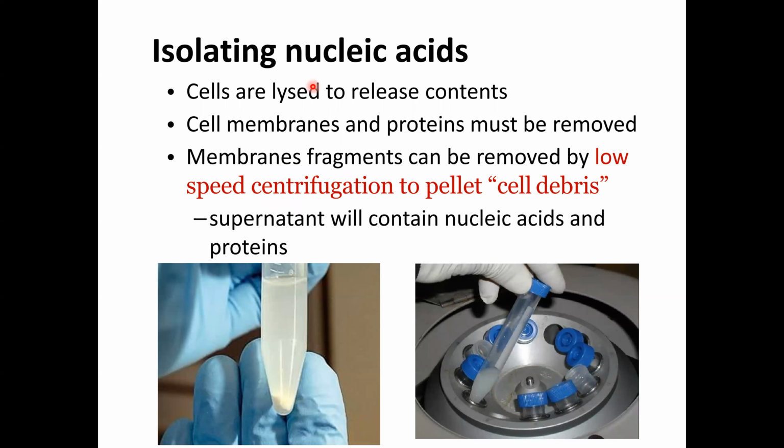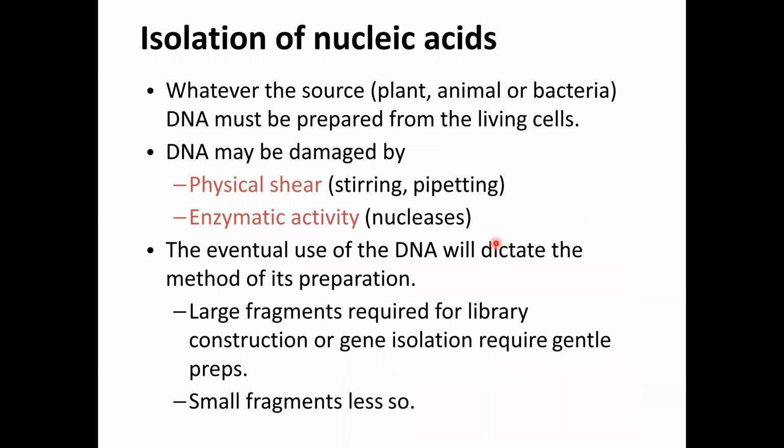If you're going to isolate your nucleic acid, this will break down your cells, which are lysed, and then they release the contents needed for your experiment. You could also remove the cell membrane, and aside from that, the proteins. So take note, class, that if you're going to isolate only membrane fragments, you should use low-speed centrifugation to pellet the cell debris. The supernatant that we will have will contain parts of your nucleic acids and also your proteins.